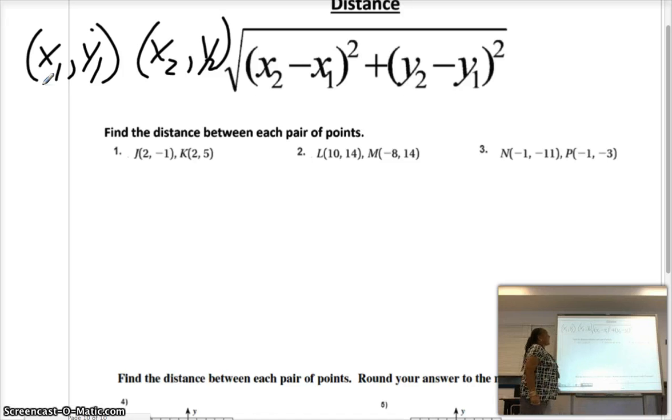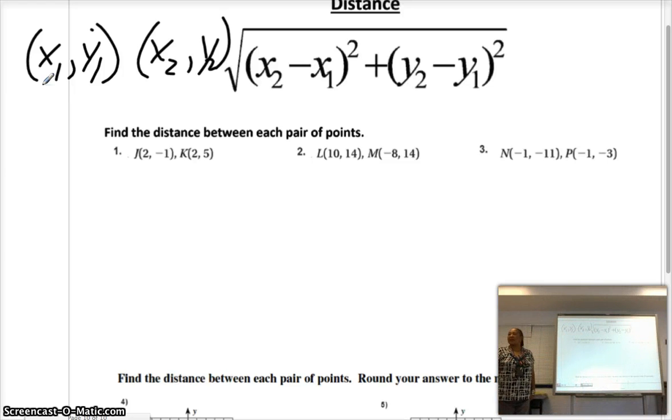So you're going to have to memorize the distance formula. It's not on any formula sheet, okay? So memorize this. But think of it this way when you're trying to remember it. The difference between the x's squared plus the difference between the y's squared. So you're going to take the square root of the difference between the x's squared plus the difference between the y's squared.